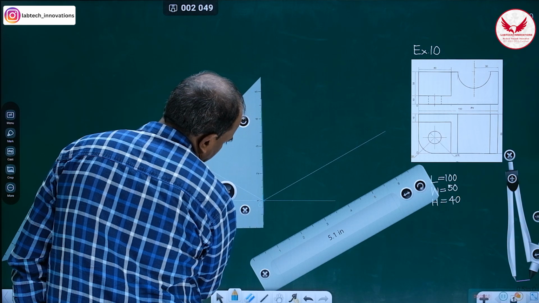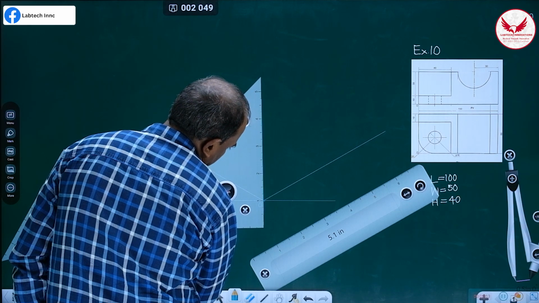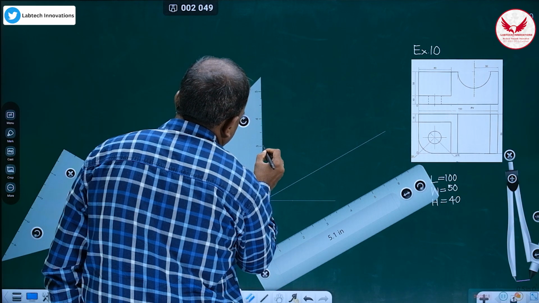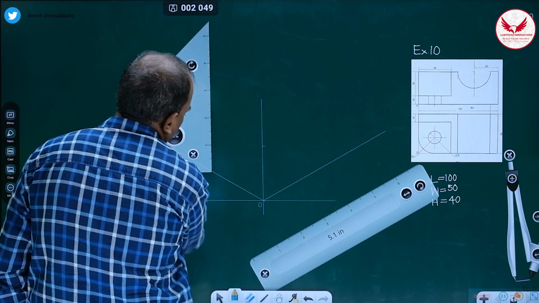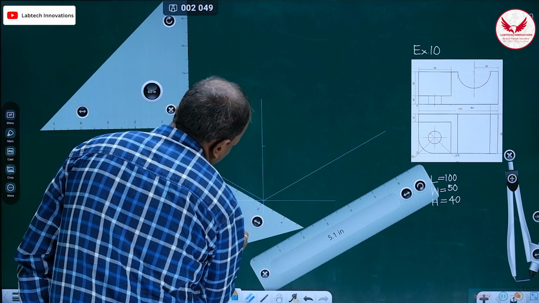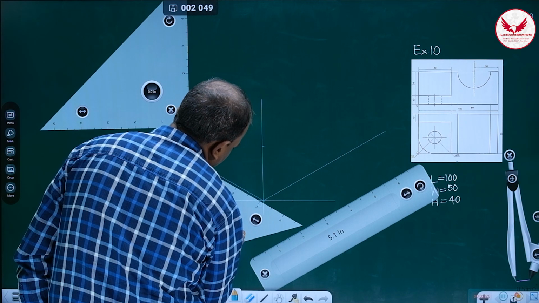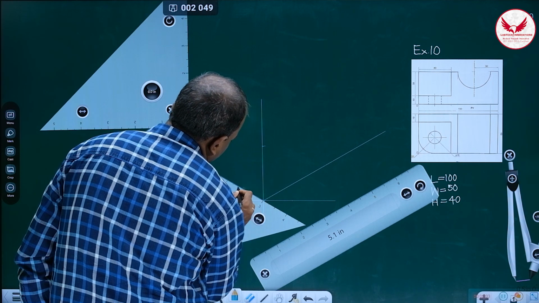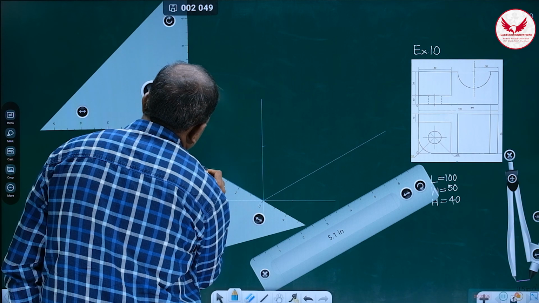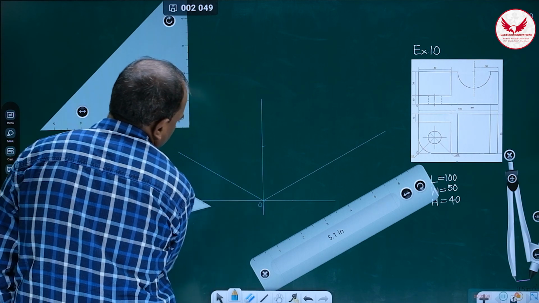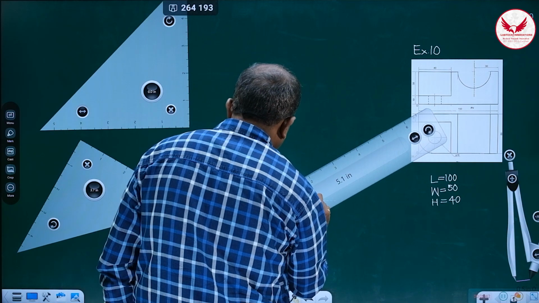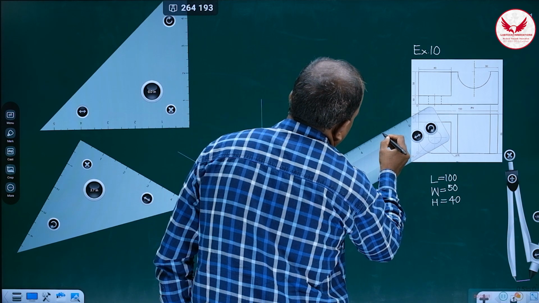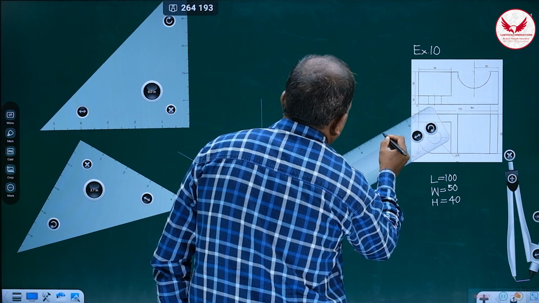Immediately, from this, mark the height. The height of this object is 40. The width will be on the left hand side. The width is 50. How can we mark it? 10, 20, 30, 40, 50. This is the width. And the length is 100, so it is over here.